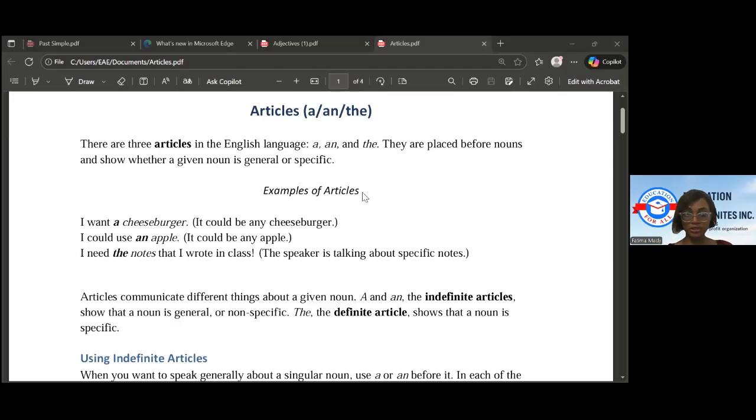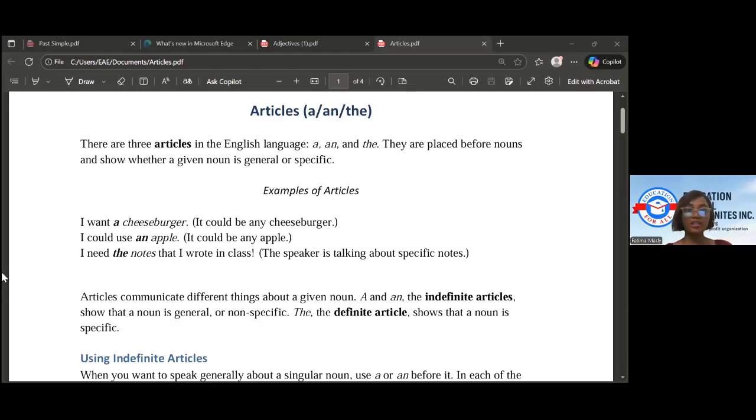Examples of articles. I want a cheeseburger. It could be any cheeseburger. I could use an apple. It could be any apple. I need the notes that I wrote in class. The speaker is talking about specific notes. So I need the notes. The notes is specific, is definite. But if I say, I need a pen, it's not definite. It can be any pen. You can just give me any pen, right?